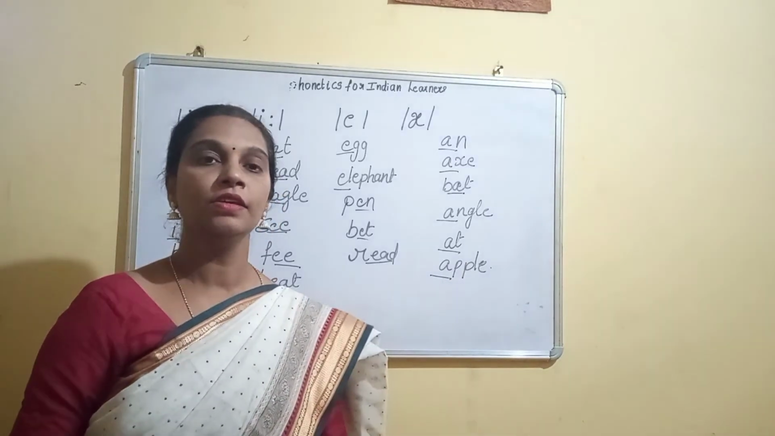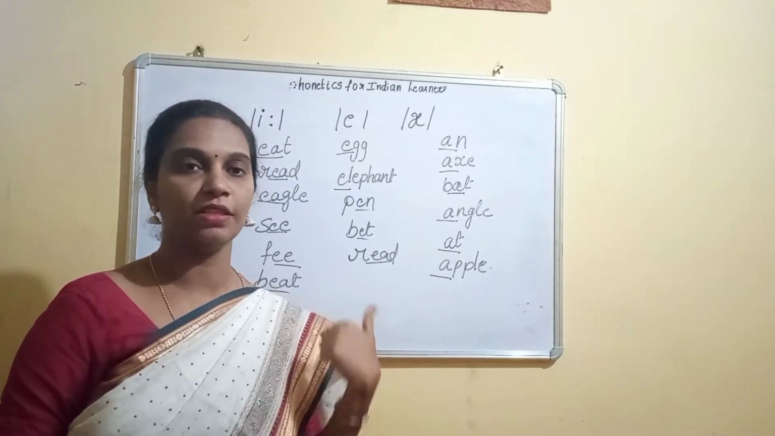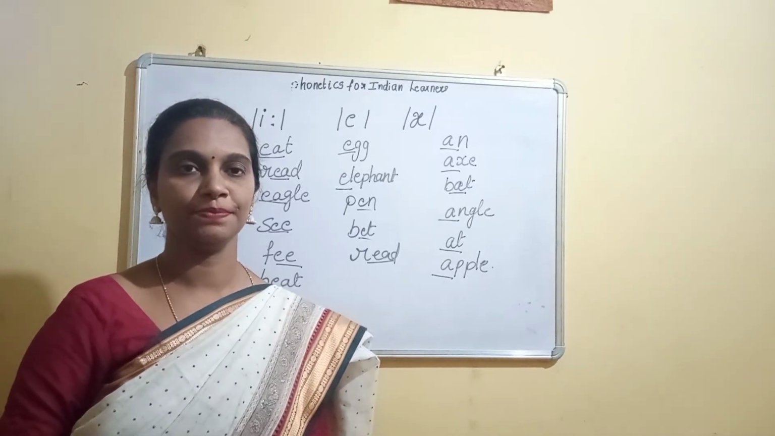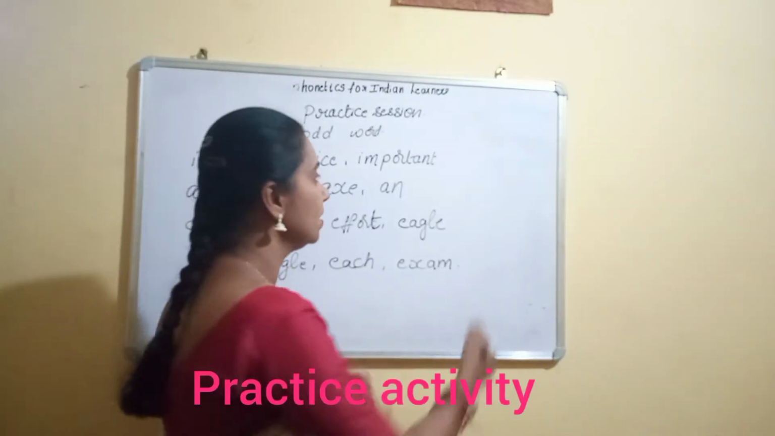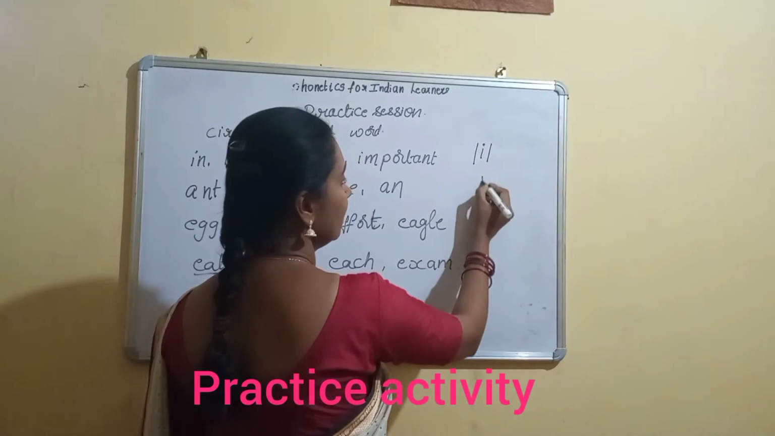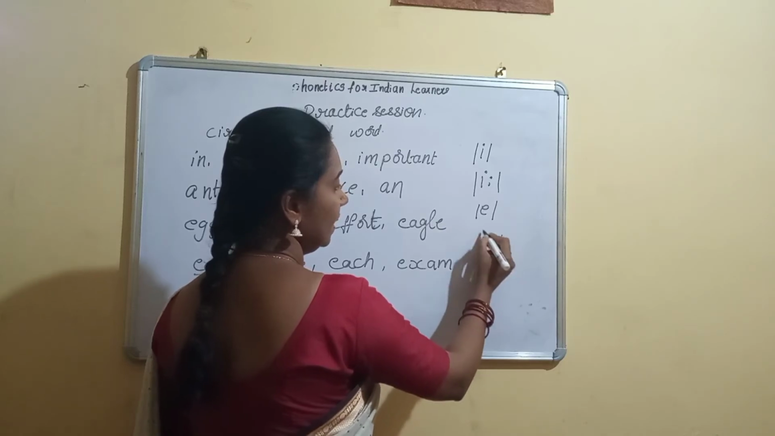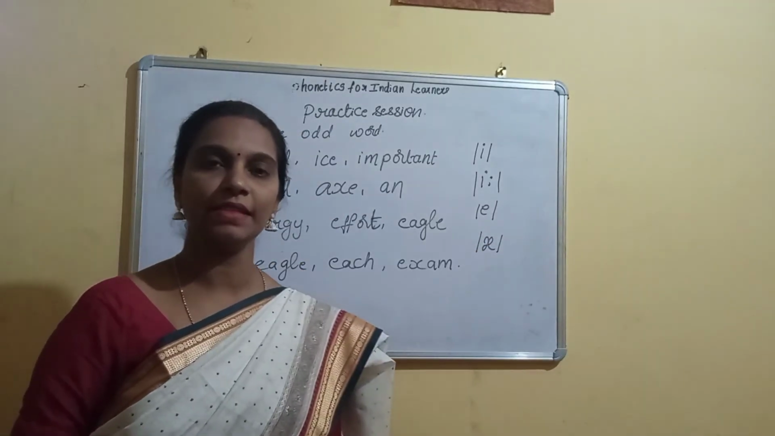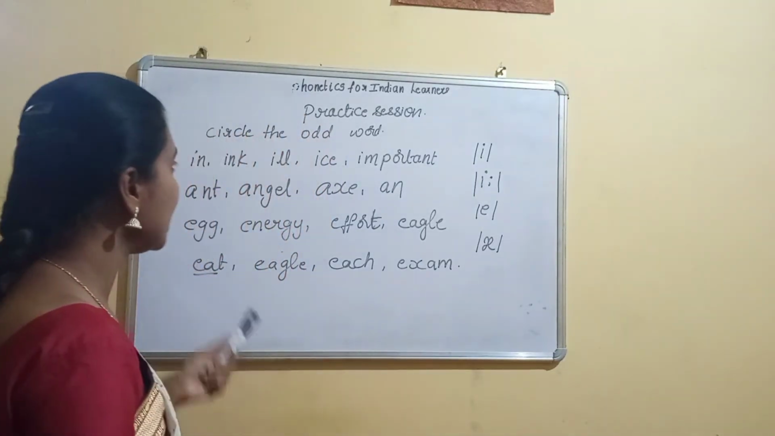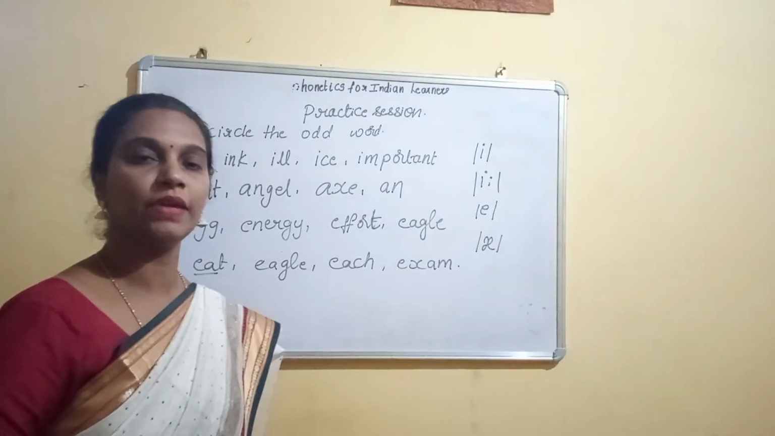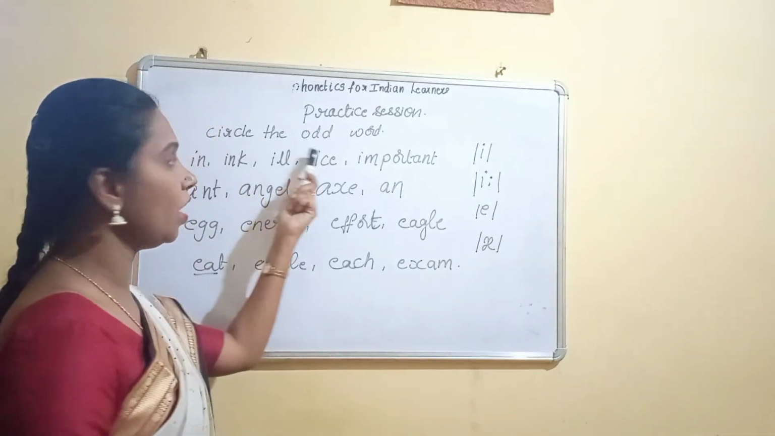Yes, dear friends, to practice this, you have to select some words and you have to identify in which position these words are occurring. Yes, friends, as we have already learned the 4 sounds, that is E, E, A and A, let us practice these words once again with an activity. In this activity you have to read the words and circle the odd word out.